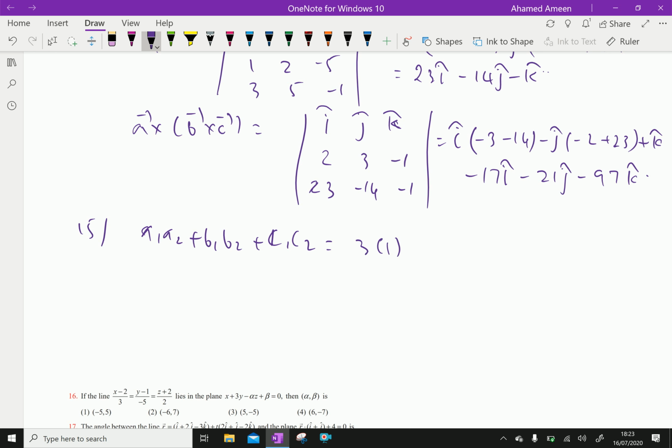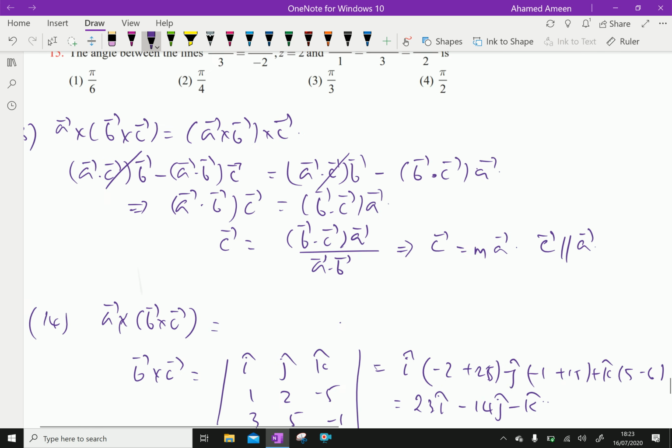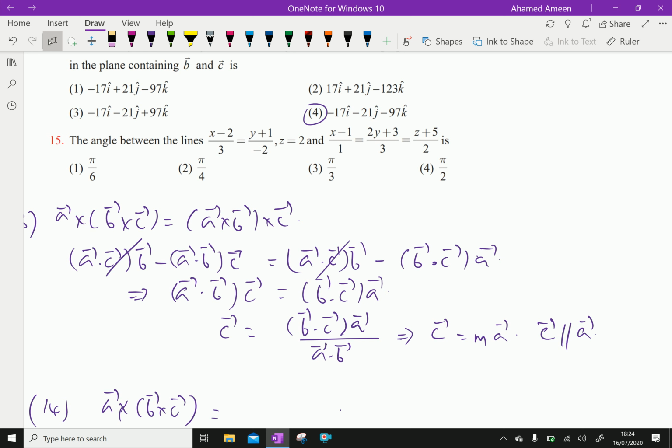That is 3 into 1 minus 2 into 3 by 2 plus 0 into 2. For that you have to calculate the values. 3 minus 3 plus 0 equals 0. So this is 0, therefore the lines are perpendicular, because the dot product is 0. Lines are perpendicular means theta is pi by 2. Question number 15, option 4.